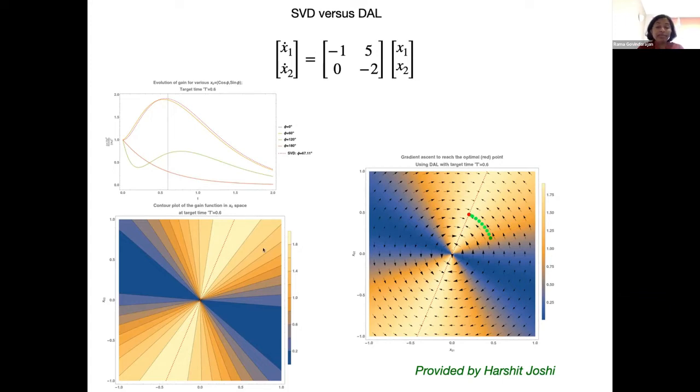Suppose we wanted to do this. We've already done it by SVD and got this answer. Suppose we wanted to do it by direct adjoint looping, and that's what Harshit did here. He started from some arbitrary initial condition, and you can see that the gradients are always going from this minimal, most hopeless growth line to the best growth line. So all gradients are pointing in that direction.